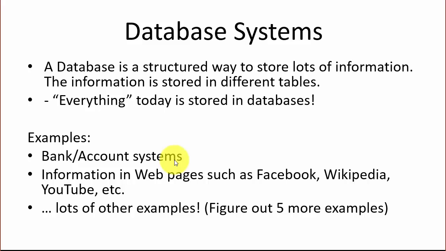Today, all kinds of information are stored in a database system. A database is a structured way to store lots of information, and typically the information is stored in different tables. Everything today is stored in databases. Here we have some examples: bank account systems, and information in web pages such as Facebook, Wikipedia, YouTube, etc. And you have lots of other examples. So try to figure out 5 more examples by yourself.